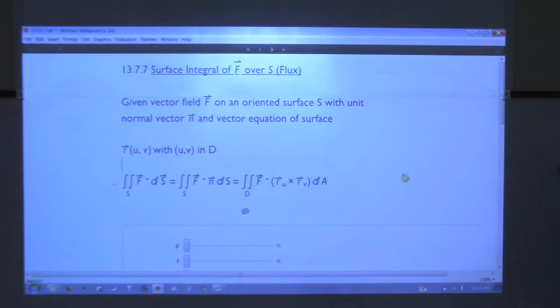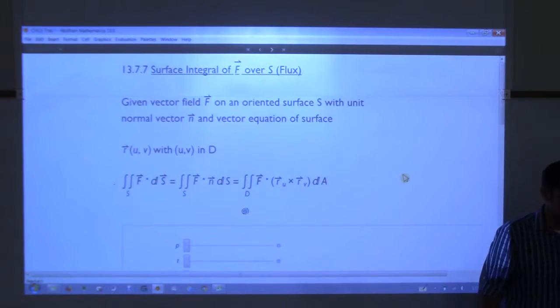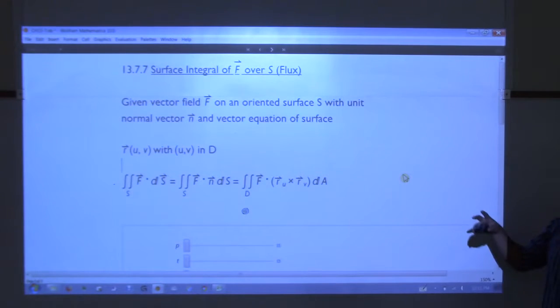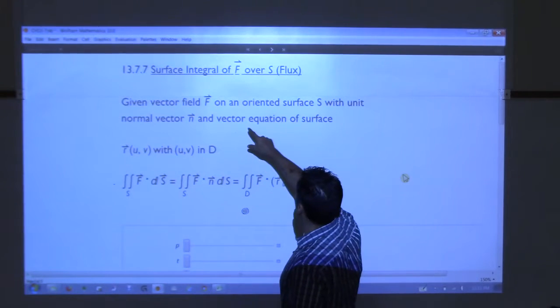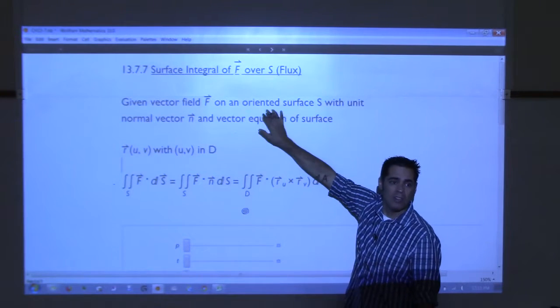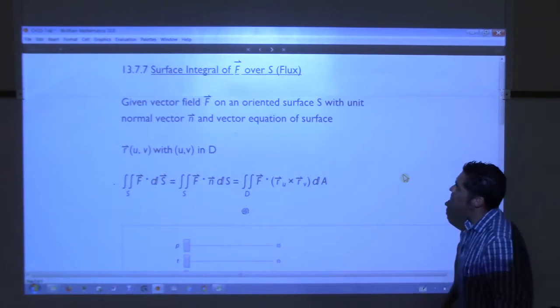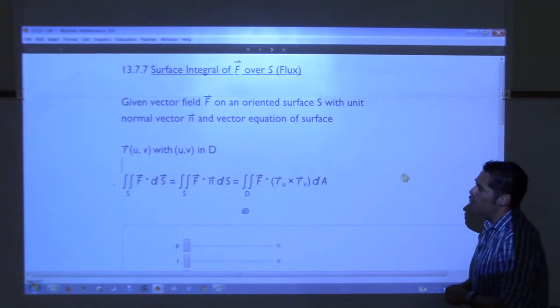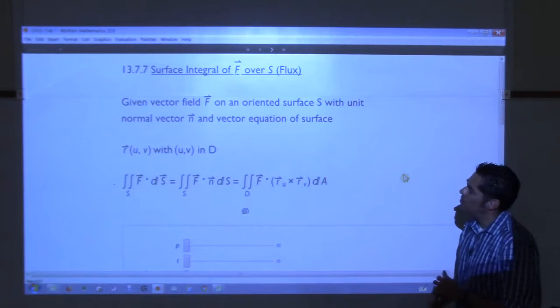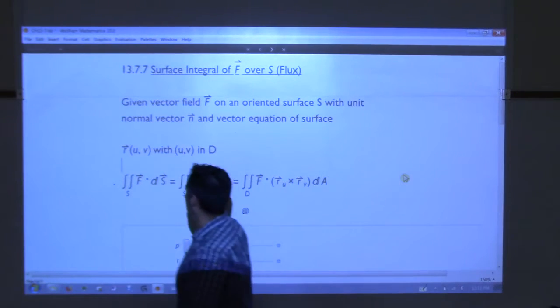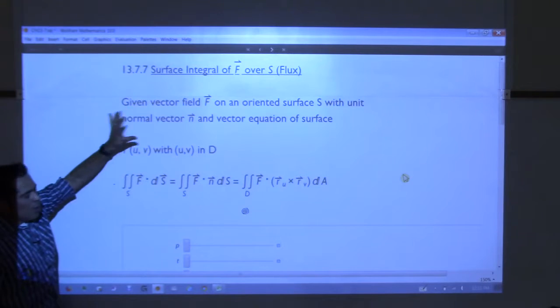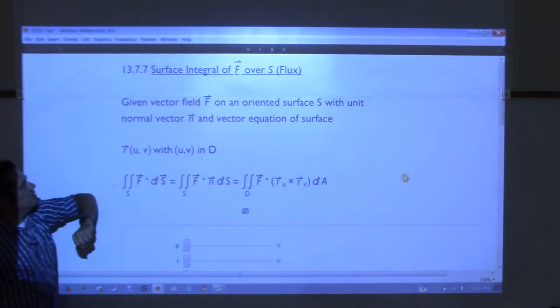All right. Flux. So now what we're going to do are surface integrals, but our surface is now within a vector field. So we're going to take that surface we had earlier and throw it into a vector field. And we've got lots of notation here. The first thing is, given a vector field F on an oriented surface, so not closed, just an oriented surface S, with unit normal vector N, and the vector equation of the surface, R of U, V, with U and V in D. If we have all this stuff going on, vector function, right?